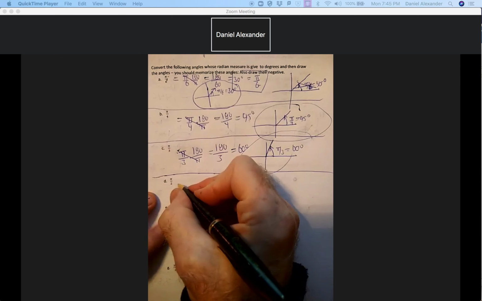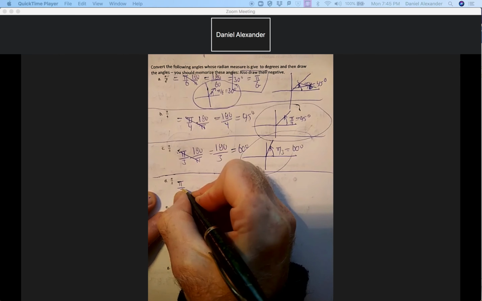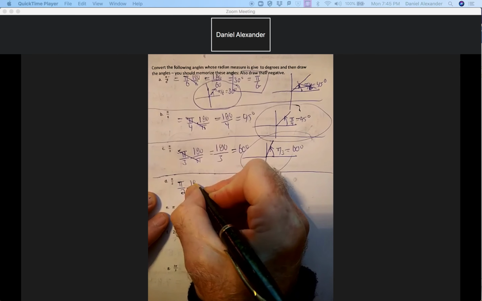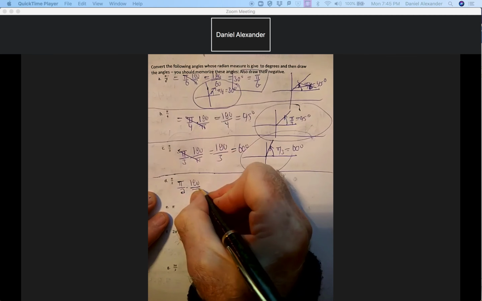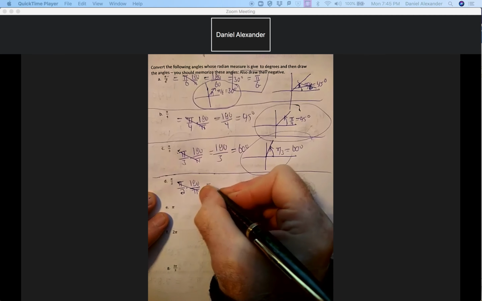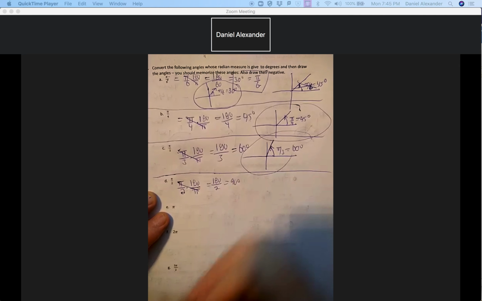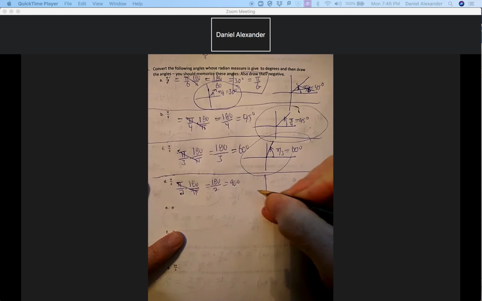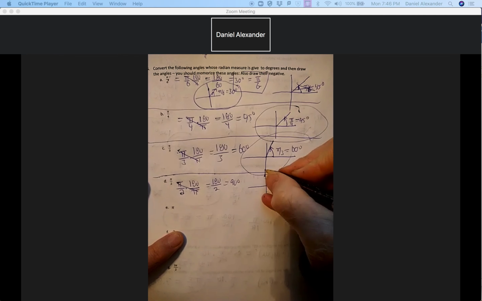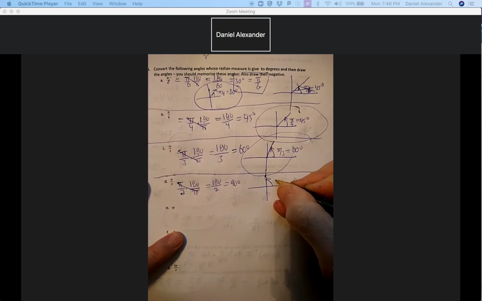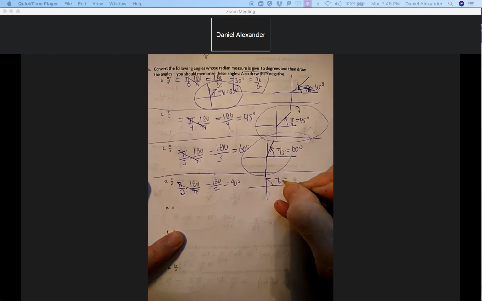Pi over 2. Again, times 180 over pi. Those cancel. We get 180 over 2, 90 degrees. So pi over 2 and 90 degrees are the same. So that's my 90-degree angle. That's going to be pi over 2, or 90 degrees.